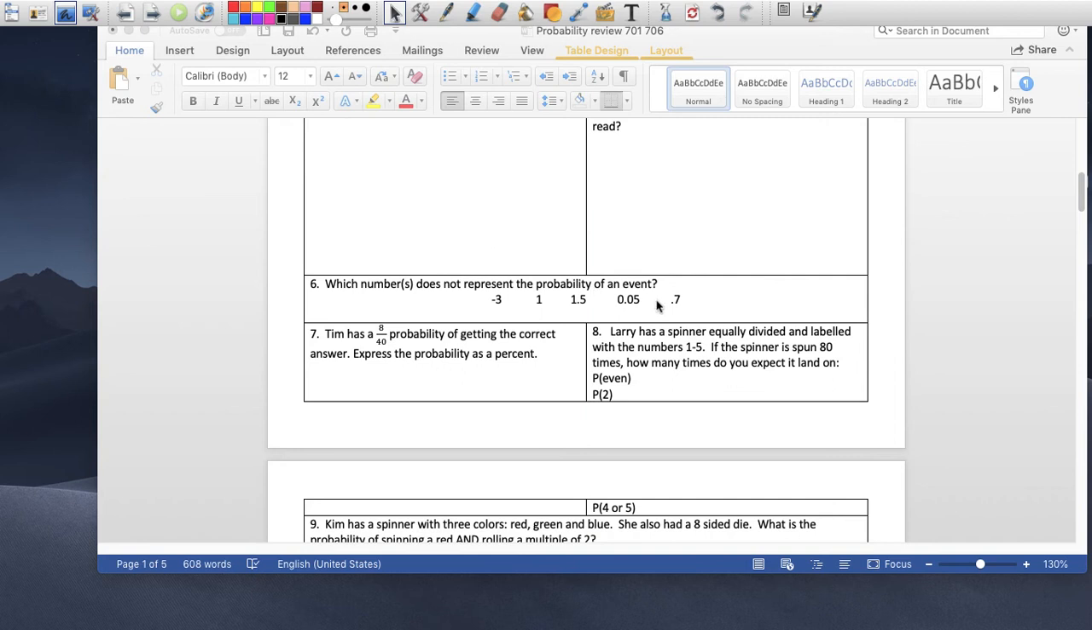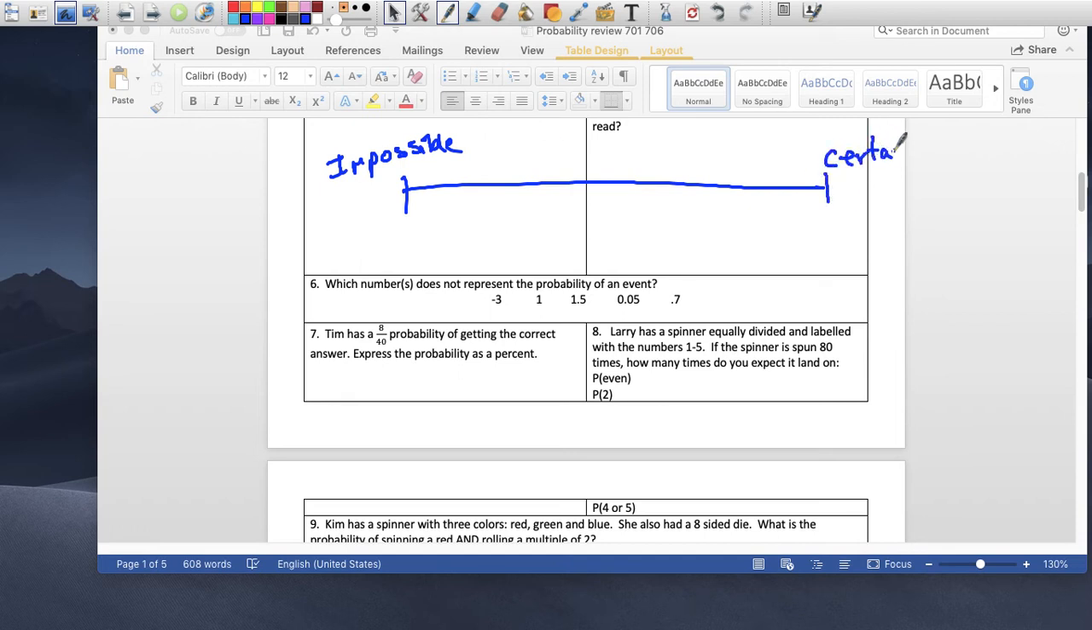Which number does not represent the probability of an event? So remember, an event goes from impossible over here all the way to certain, or something that will happen for sure. And the numbers go from 0 all the way to 1 in the decimal format. And this would be half, 0.5. So 0.5 would be half and half, right? Likely as not. So there's a 50% chance. So -3, do you see -3 on this number line? So this does not represent the probability of an event. 1 does. If you see 1, it means it's for sure going to happen.